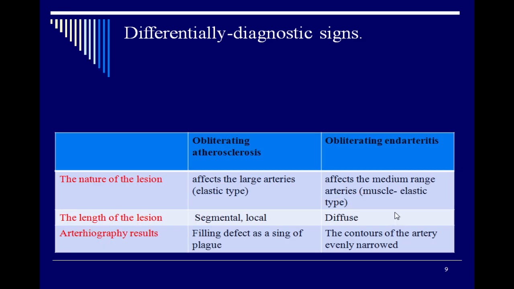The nature of lesions: the first affects the large arteries of elastic type, and the second affects the medium-range arteries of muscular-elastic type. The length of the lesion for obliterating atherosclerosis is usually segmental or local. For obliterating endarteritis it is usually diffuse. Arteriography results: a filling defect as a sign of plaque for the first, and evenly narrowed contours of the artery for the second.